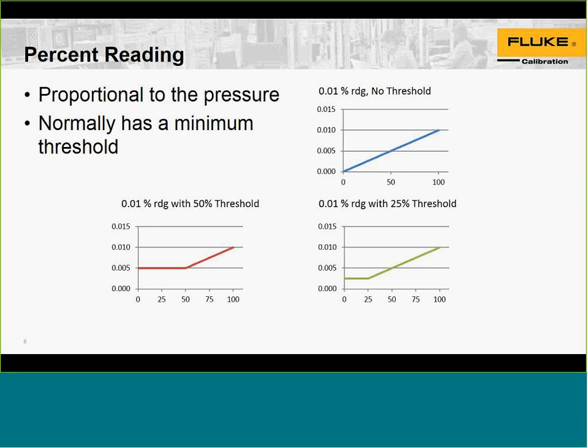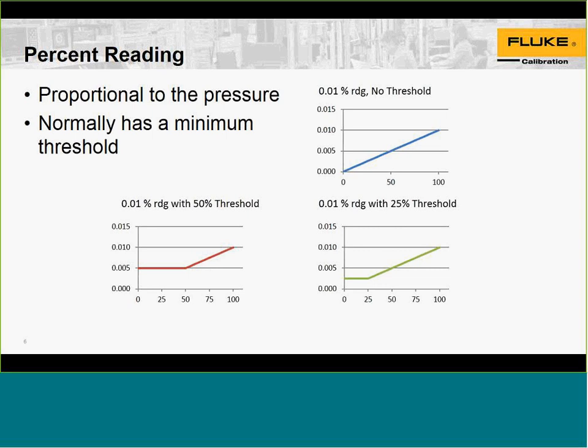The reality of a percent of reading down to 0 would be to have specifications at 0 for this, and with feedback in the industry, a threshold takes care of that problem. So for that threshold, the red plot, it's 0.1% of reading down to 50% of the full scale. Anything below 50% is a floor specification of 0.005.